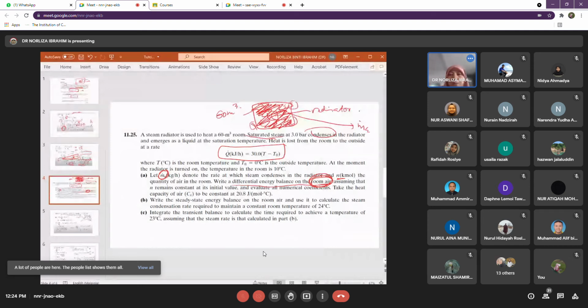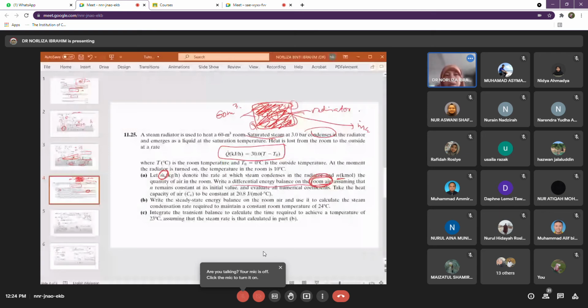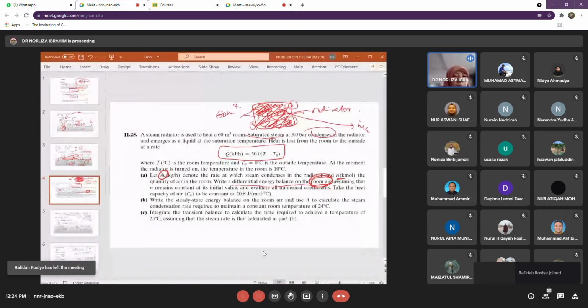If you have, say, 10 meter cube per minute of air being fed to the room, if there is only an inlet, then it is still closed. If you have inlet and outlet, then it becomes open. This one is closed. Nothing to do with any flow in and out. So the equation will be this one.